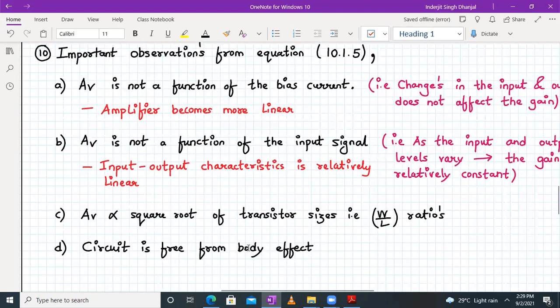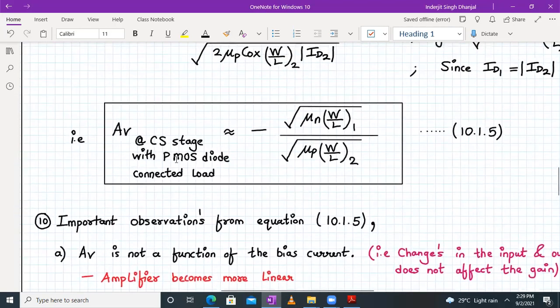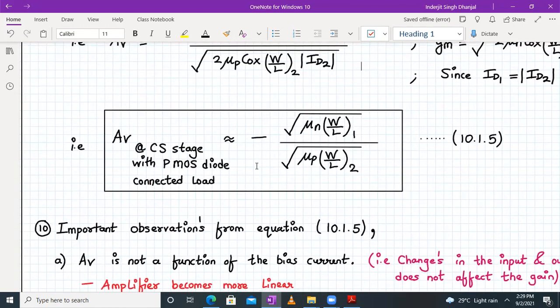And the most important advantage over here is that the circuit is free from body effect, and we can add one more point, non-linearity. Now, if you remember in the NMOS diode connected load, in the formula there was 1 upon 1 plus eta, which was bringing non-linearity into the picture. But in this expression 10.1.5, there is no form of non-linearity present whatsoever. And a high level of linearity in the gain of your circuit is achieved using PMOS diode connected load.